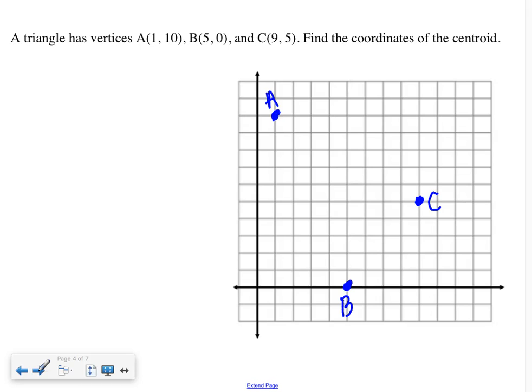Okay, now remember your centroid, let's go back. A median goes from what? A vertex to the midpoint of the other side? So we can do that 2 ways. Let's first use the formula, and then we'll use the graph. Does anyone remember the midpoint formula?